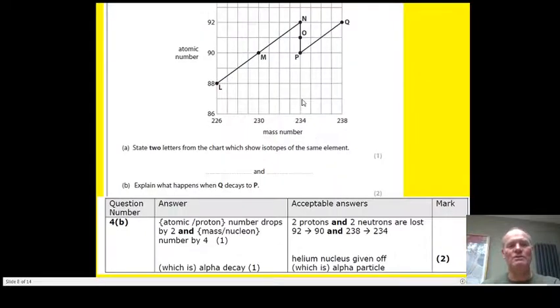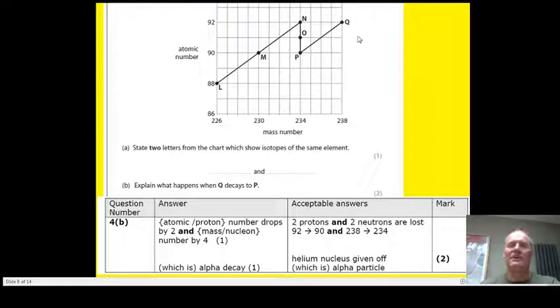Second one, what happens when Q decays to P? Well, Q decaying to P, the atomic number reduces by 2. It goes from 92 to 90, Q to P. And the mass number goes down from 238 to 234.